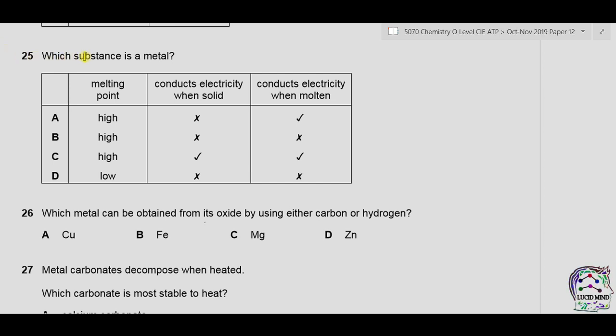Question 25. Which substance is a metal? First is the melting point. Now metals have high melting points. Second is the conduction of electricity when solid. As in metals free electrons are present, they are good conductors in the solid state. Third is the conduction of electricity when molten. Again, in the molten state free electrons are present, so they are good conductors. The answer is therefore C.